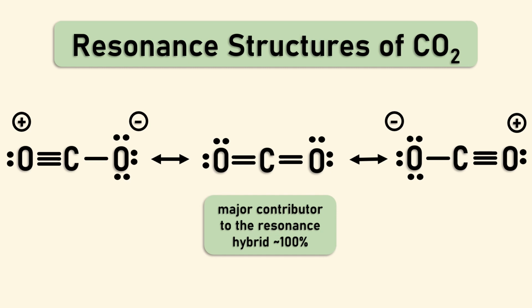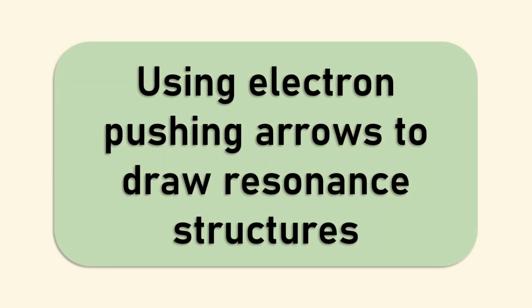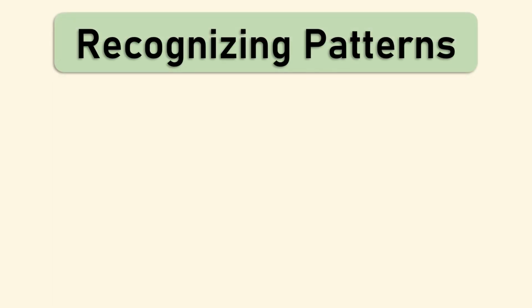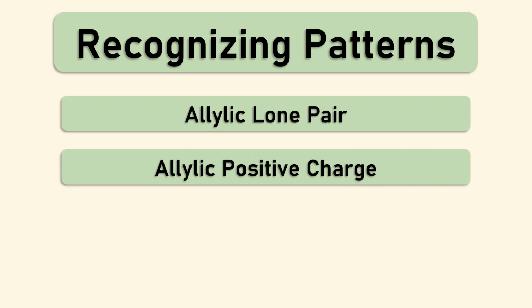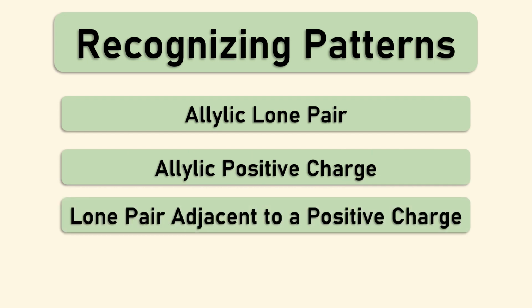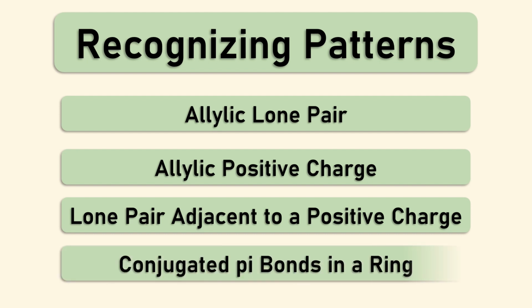Next, let's show the delocalization of electrons using electron pushing arrows. Drawing resonance structures will be a lot easier if you can identify a few types of bonding patterns. Here are the most common: the allylic lone pair, the allylic positive charge, a lone pair adjacent to a positive charge, and conjugated pi bonds in a ring. First, let's review some rules.